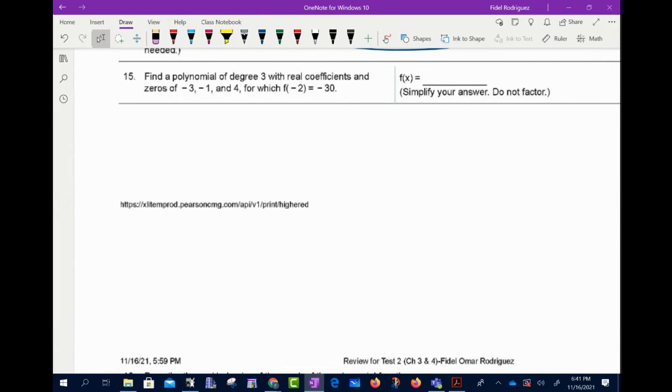Okay, so let me tell you what we're trying to do. We're trying to find a polynomial of degree 3. That means in our problem, y'all, we're going to have an x to the third. I don't know what it's going to look like, but it's going to be an x to the third. That's what they mean by degree 3. Okay, so they told us what the zeros are. That means the first zero is x equals -3. The second zero is x equals -1. And the third zero is x equals 4.